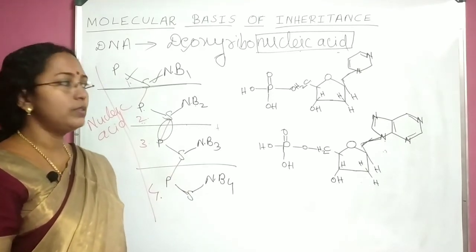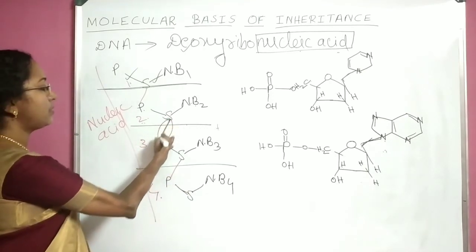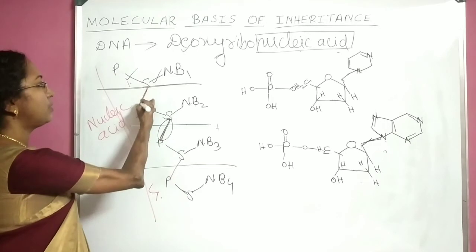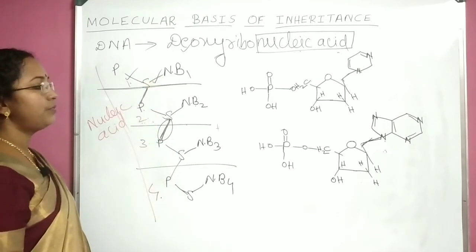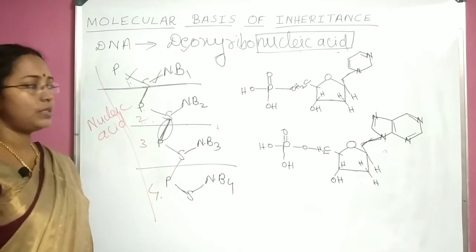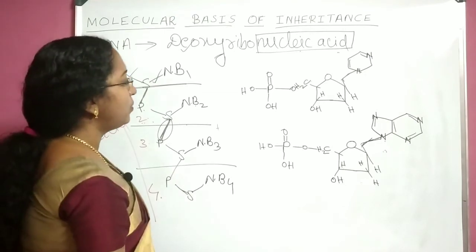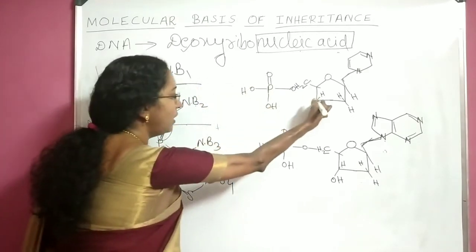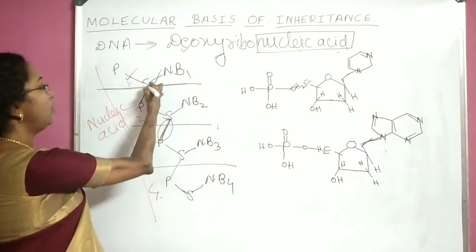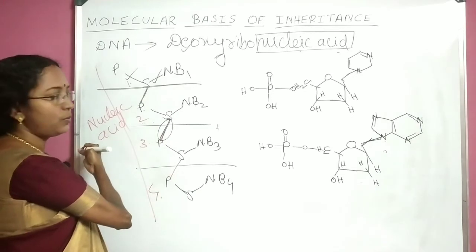Now what is the question? How to link the first one with the second one? This is the question. So how to link it? Where is the linkage between the sugar of the first one and phosphate of the next one? Sugar of first one, phosphate of next one, isn't it?